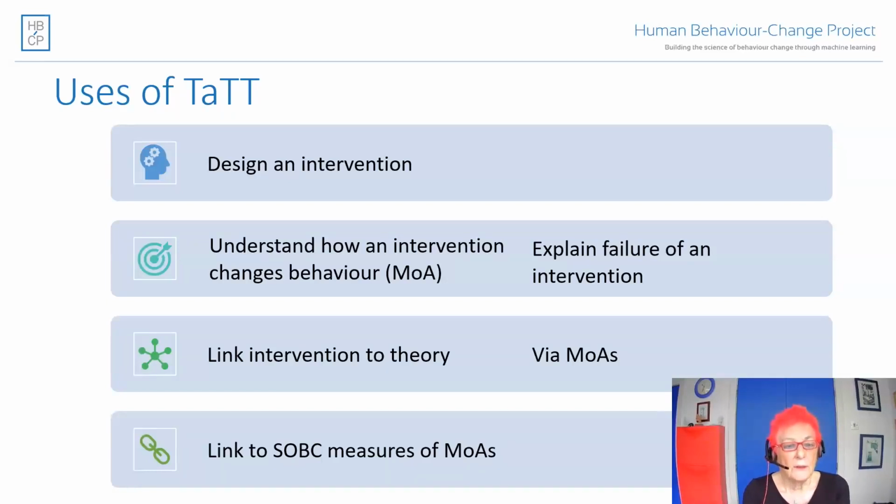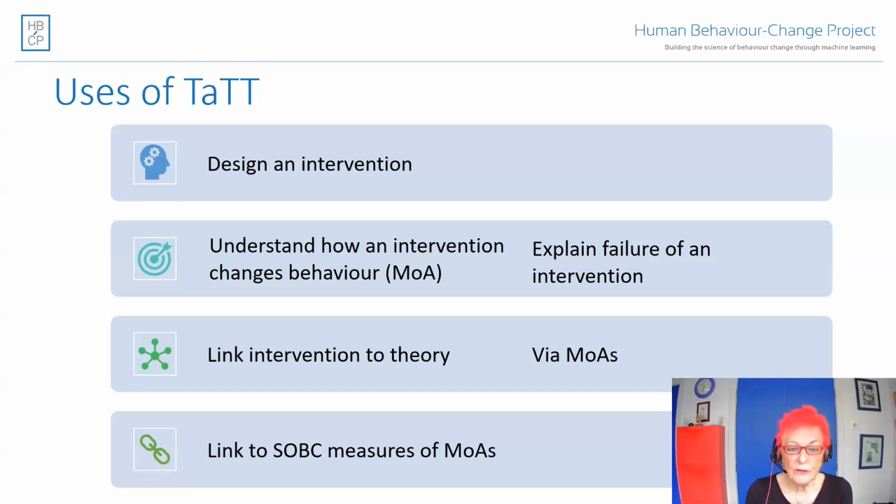But TAT can be used in other ways too. I've illustrated how it can be used to design an intervention, but it can also be used to understand how an intervention changes behavior. Why was that intervention effective? Was it effective because it changed a particular mechanism of action? It can also be used to explain failure. Did the intervention not work because it failed to move or to make any alteration to the mechanism of action?